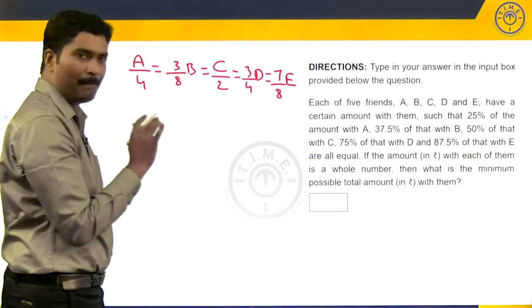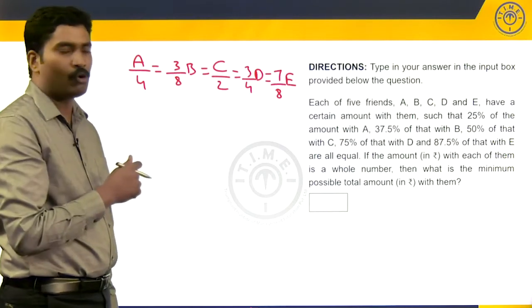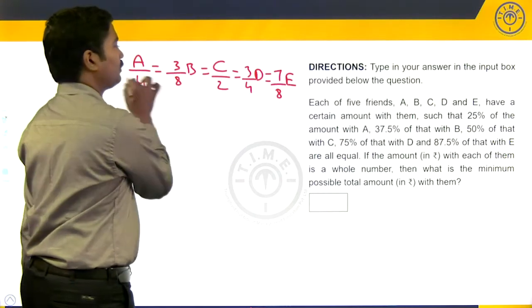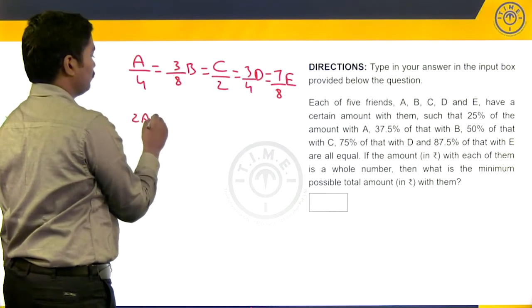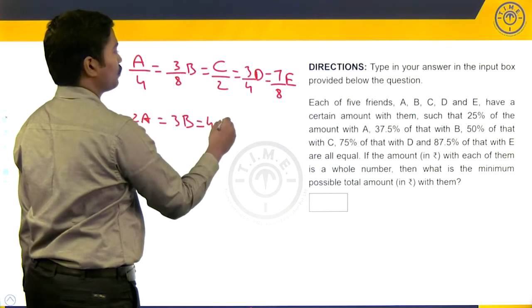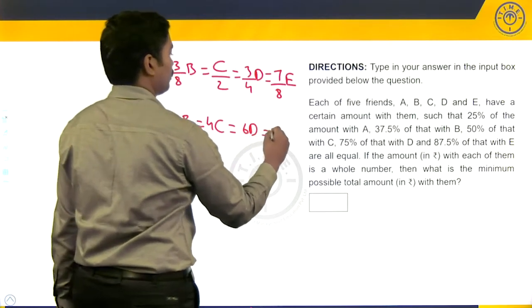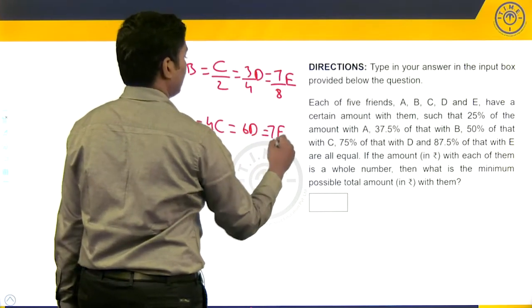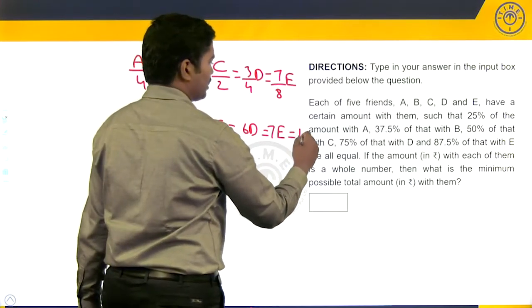Now we are interested in the minimum possible amount, provided A, B, C, D, E, each of them is a whole number. Let's multiply throughout by 8. We'll have here 2A is equal to 3B is equal to 4C is equal to 6D equal to 7E, right? These 5 values are equal. Let's say they are equal to some constant K.